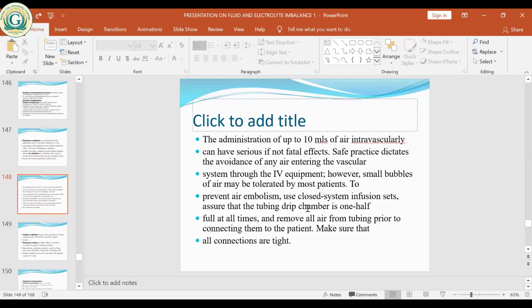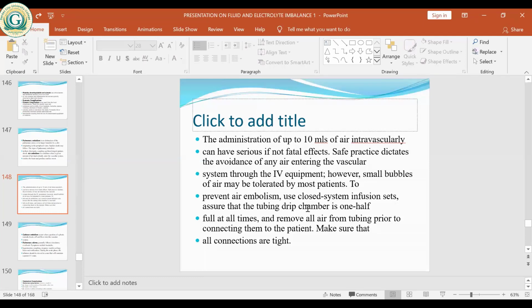The administration of up to 10 mL of air intravascularly can have serious, if not fatal, effect. So if you give 10 mL of air into the circulatory system, it can give you a serious or fatal effect. Safe practice dictates the avoidance of air into the circulatory system through the IV equipment. However, small bubbles of air may be tolerated by most patients, sometimes on the ward. If the amount is too small, we ignore it. But if it is up to 10 mL, serious complication can occur.